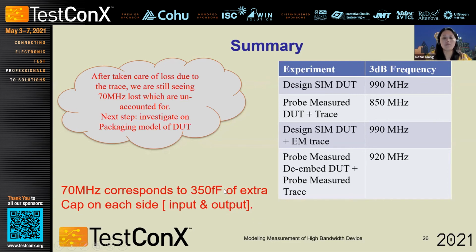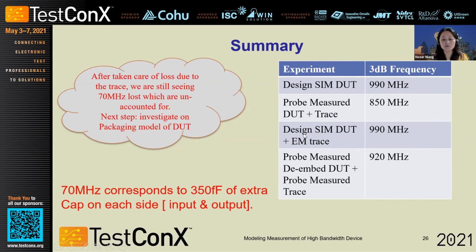You will see this amount of capacitance can lose 70 megahertz. So this is where we stopped our investigation. So let me recap it. For the design sim data, we are seeing around 990 megahertz, and then we measured it with the network analyzer with the test feature device, and it came back at 850 megahertz.